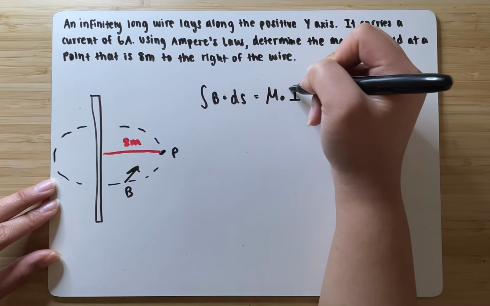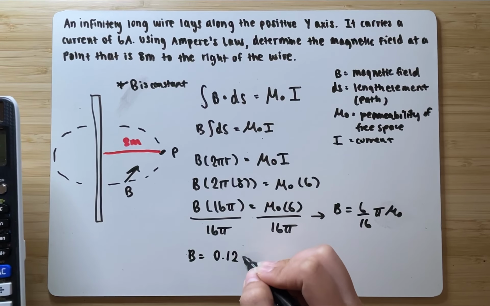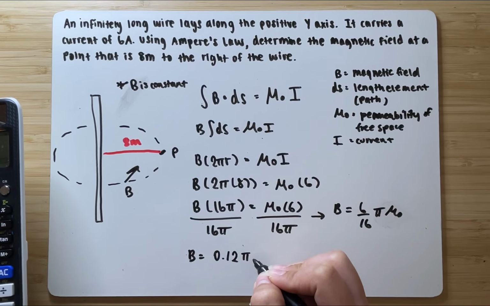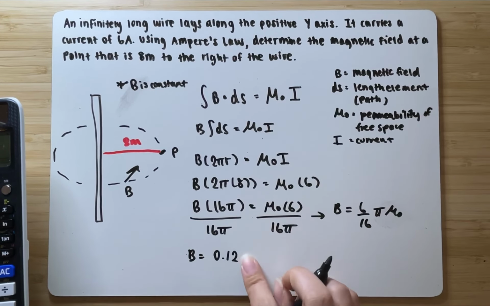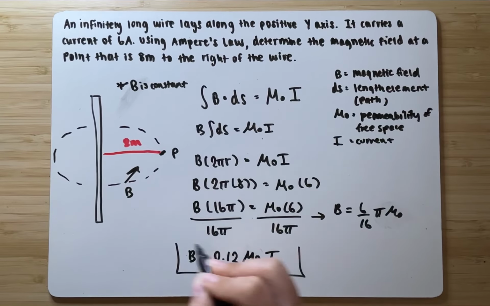6 over 16 pi is the same thing as 0.119, so let's say it's 0.12. So B is 0.12 mu naught. And the units will be in Tesla, so this is your answer.